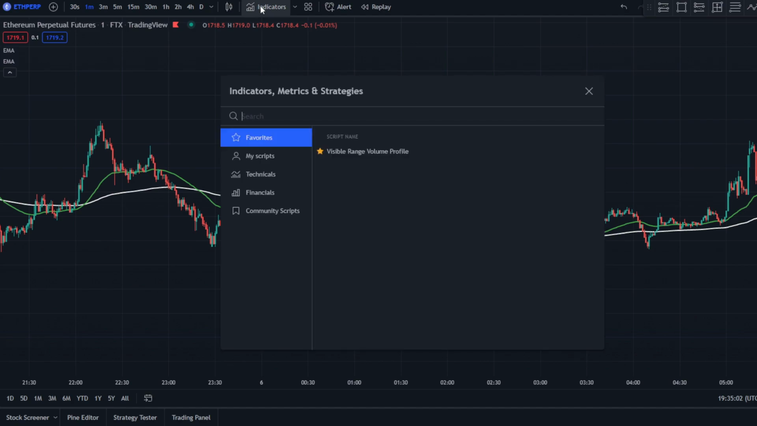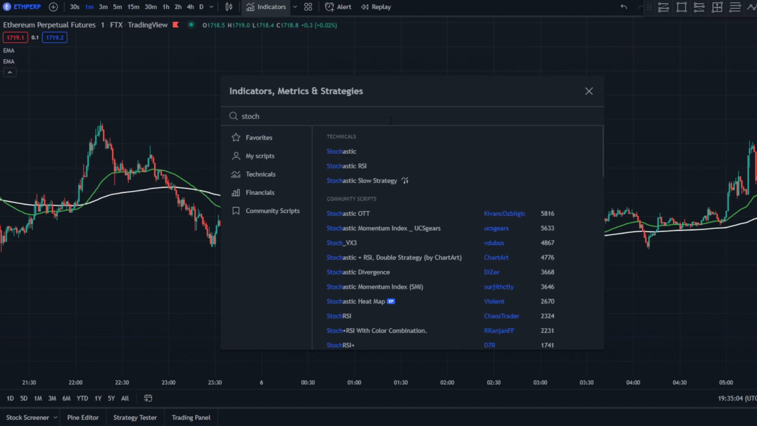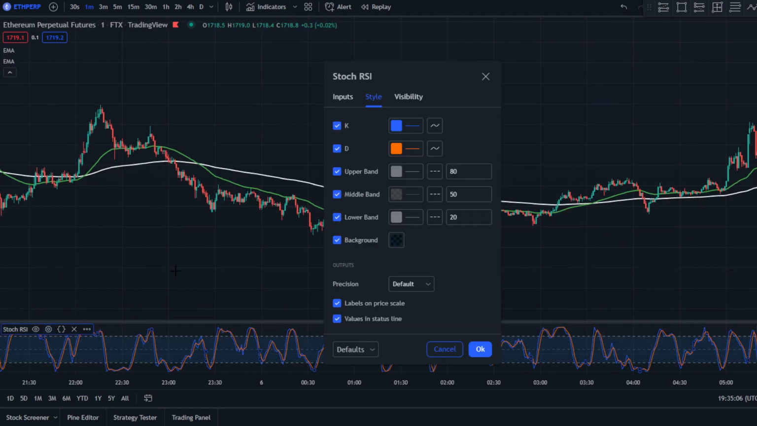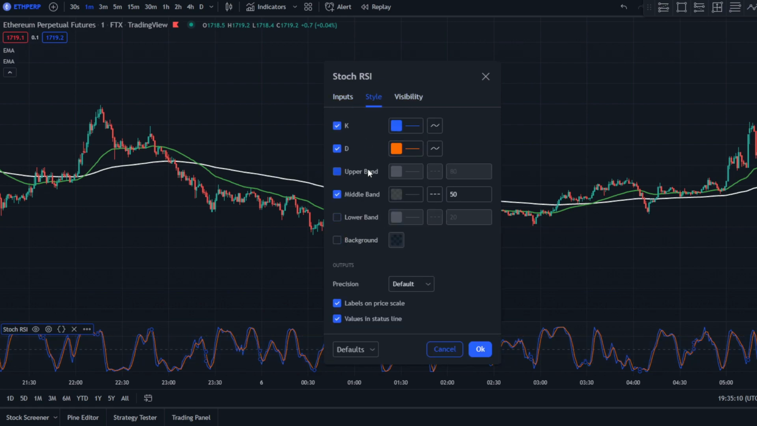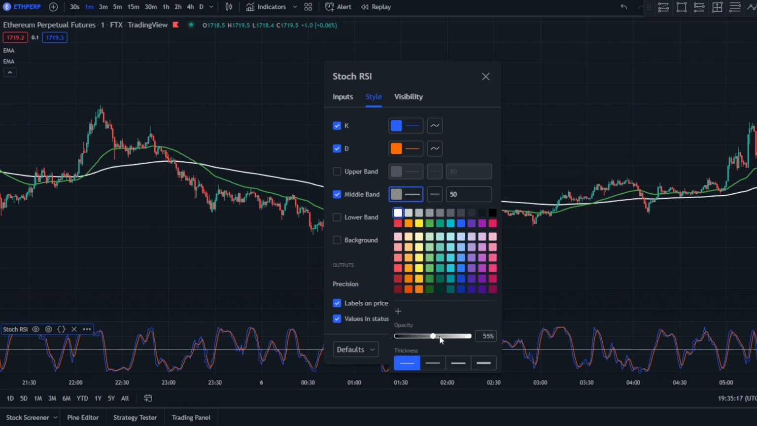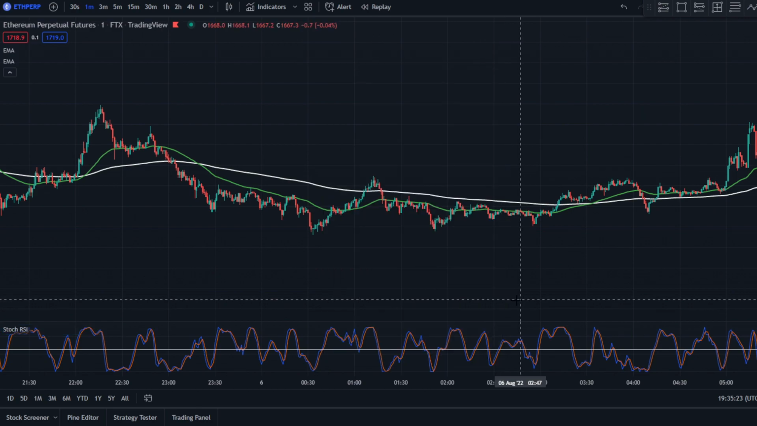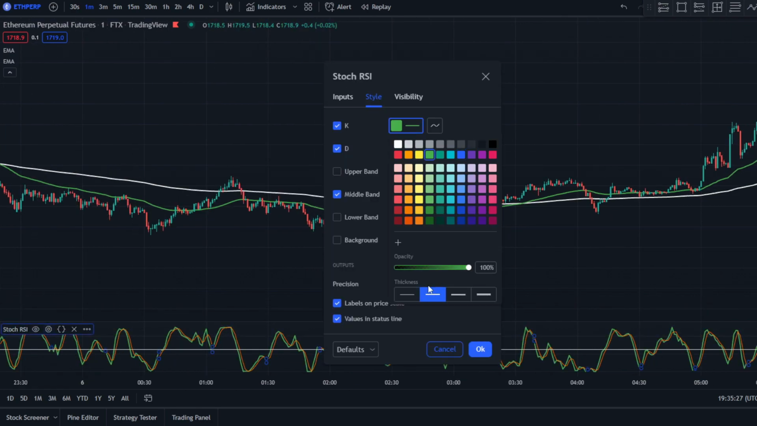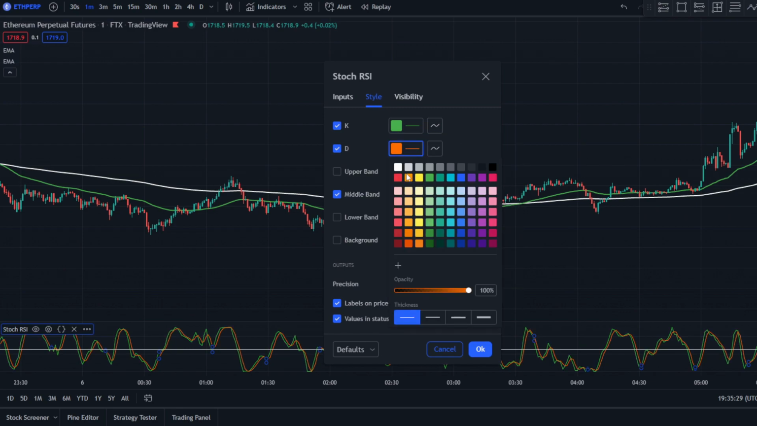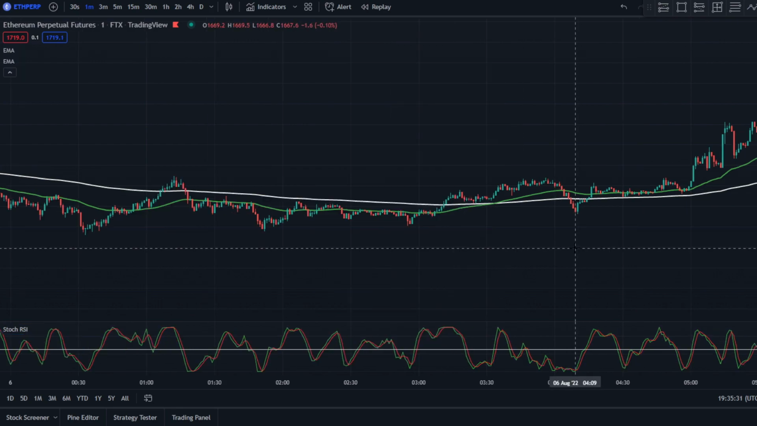For your second indicator, we'll be using the stochastic RSI, and we'll be changing some of the styles. You won't be changing the inputs. So remove everything except for the middle band and the KD. Middle band, change it to white and change this to a normal line, and you can make the opacity 100%, or anything you want, or make it 80%. And for this, you want to change the K to green in color and the D to red in color.